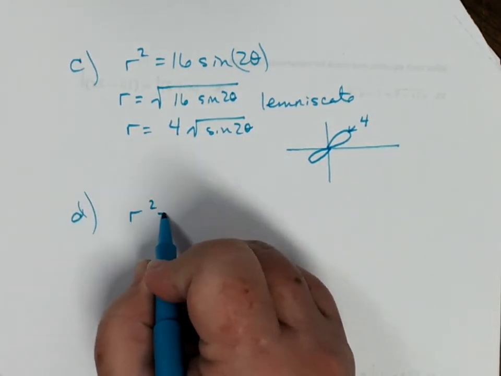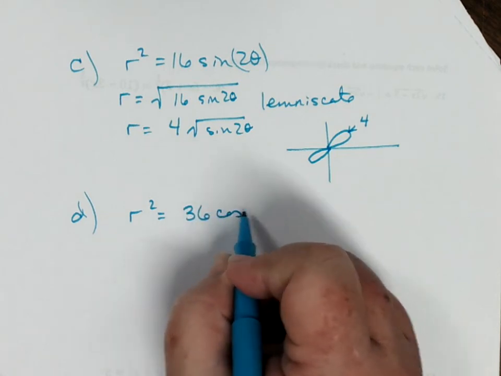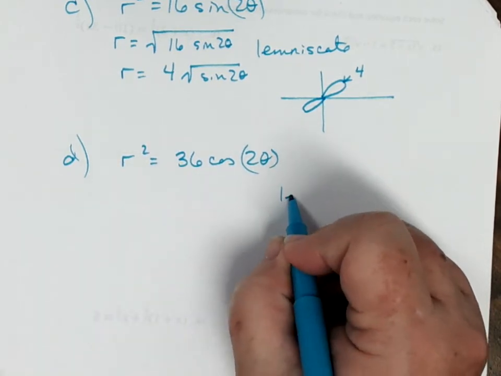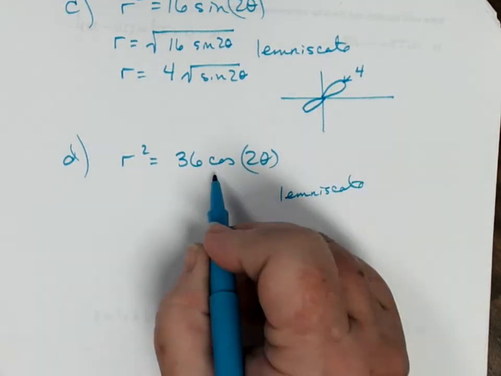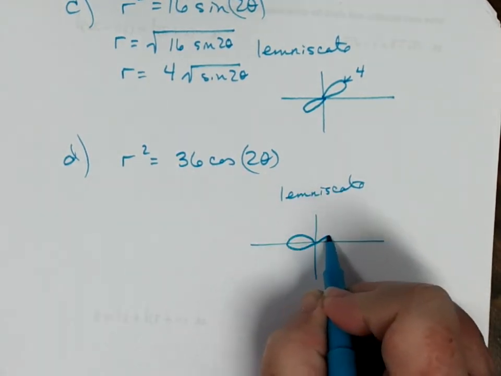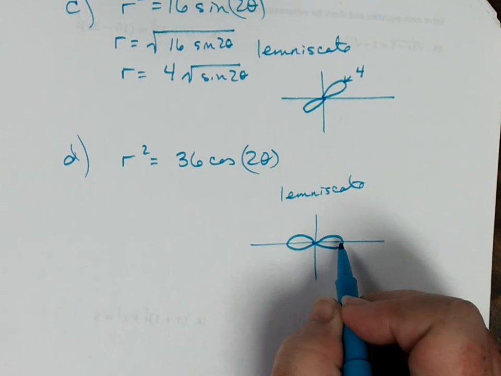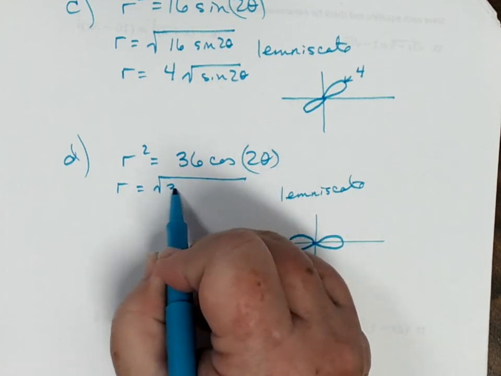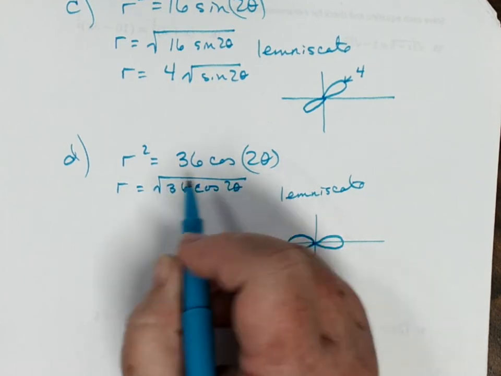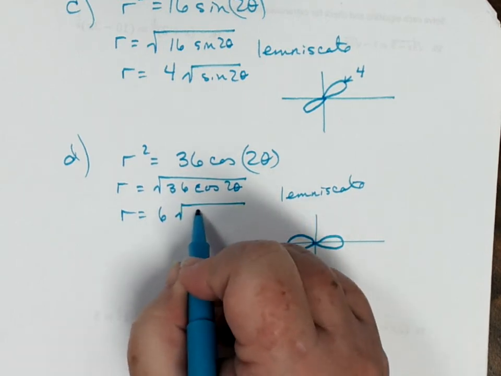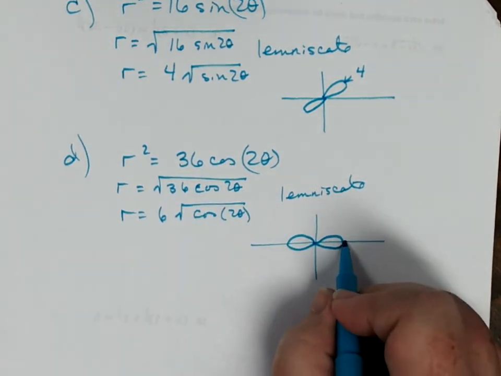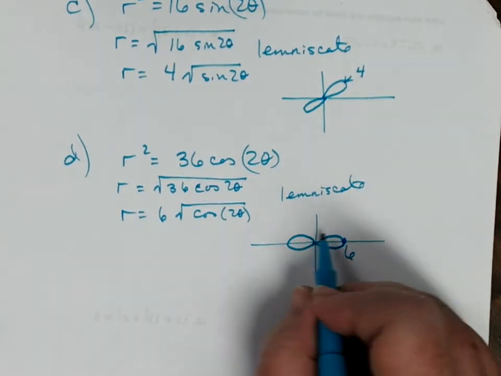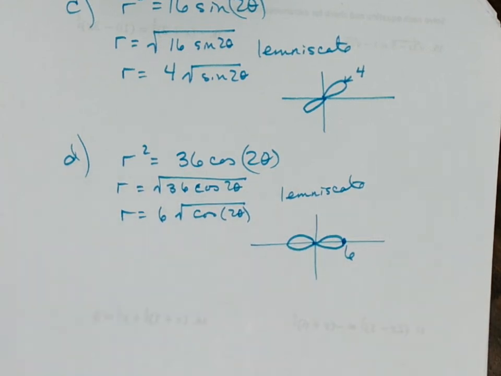Last one, R squared equals 36 cosine of 2 theta. Well, I know that this format is R squared, and therefore it is a lemniscate. It's cosine, so it will be a lemniscate that is symmetric to the polar axis and it is horizontal. I'm going to rewrite the problem as the square root of 36 cosine of 2 theta, which is 6 times the square root of cosine of 2 theta. That tells me that this petal right here has a length of 6, and it's going to be, like I said, horizontal. That's all the shapes that we have.